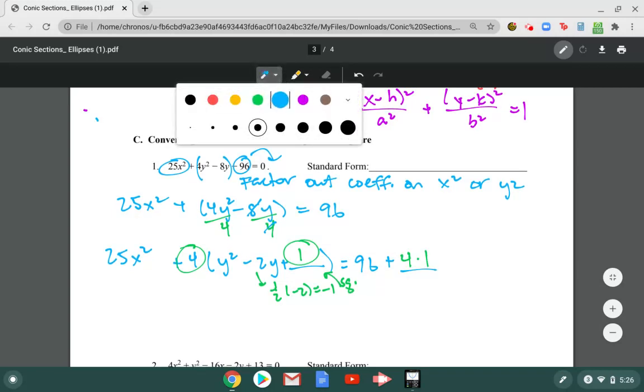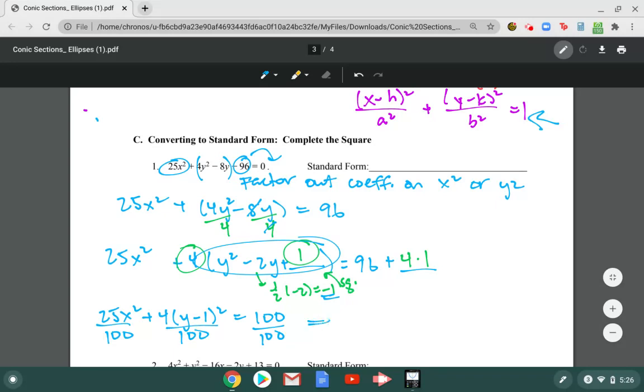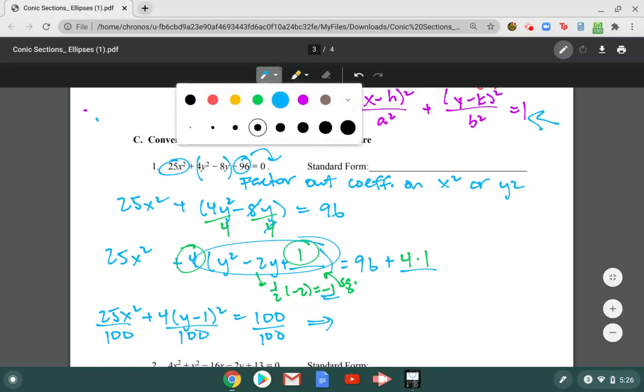Continuing to get this closer to standard form, 25x squared plus 4. Let's go ahead and factor this trinomial. Y minus 1 squared equals 96 plus 4, which is 100. I'm almost there, but I need a 1 on the right side. So finally, I divide everybody by 100.